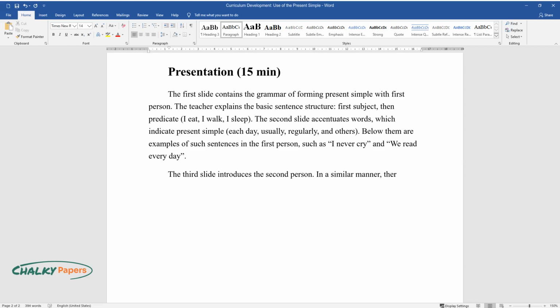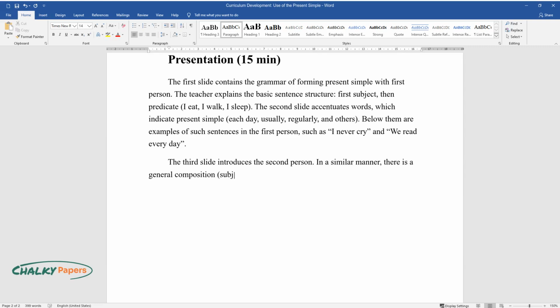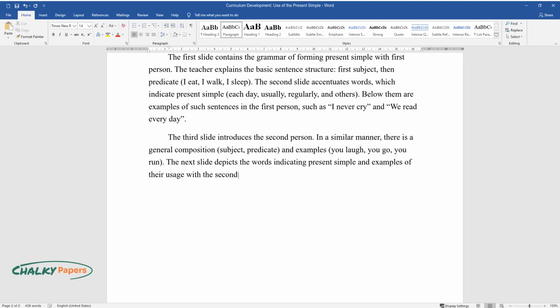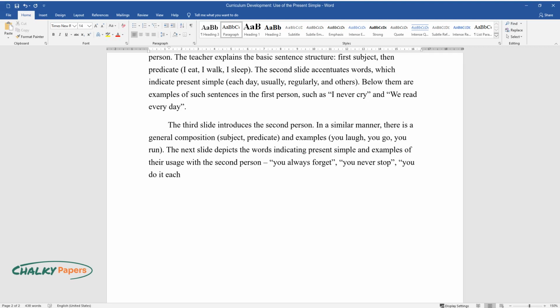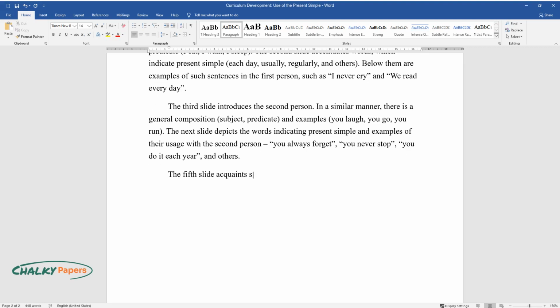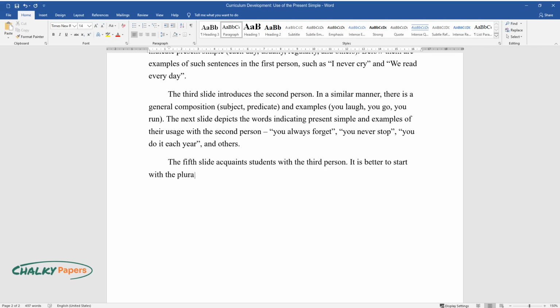In a similar manner, there is a general composition, subject, predicate, and examples: you laugh, you go, you run. The next slide depicts the words indicating present simple and examples of their usage with the second person: you always forget, you never stop, you do it each year, and others. The fifth slide acquaints students with the third person. It is better to start with the plural form because it is the same as the first and second person: they work, John and Ellie study.